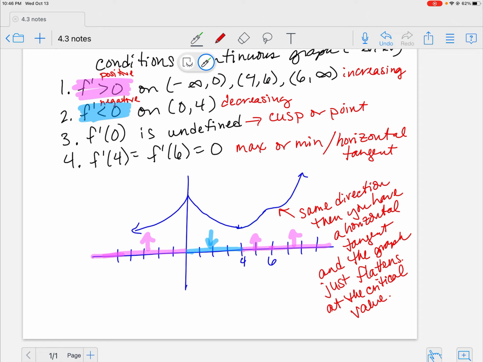All right, so all of these are important pieces of graphing, and you need to make sure you pay attention to those because that'll make an impact when we start graphing here shortly.